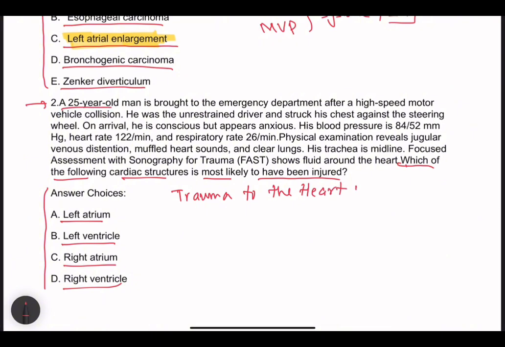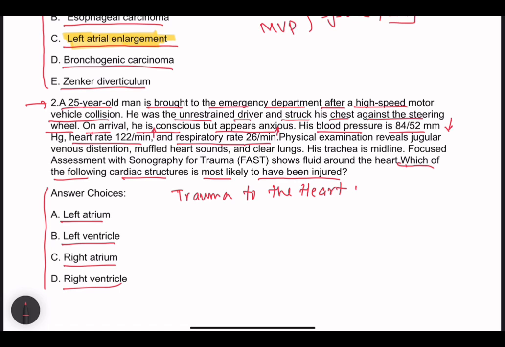A 25-year-old man is brought to the emergency department after a high-speed motor vehicle collision. He was the unrestrained driver and struck his chest against the steering wheel. On arrival, he is conscious but appears anxious. His blood pressure is 84 by 52, which is low. Heart rate is 122 beats per minute, which is high, and respiratory rate of 26 breaths per minute, which is again high.